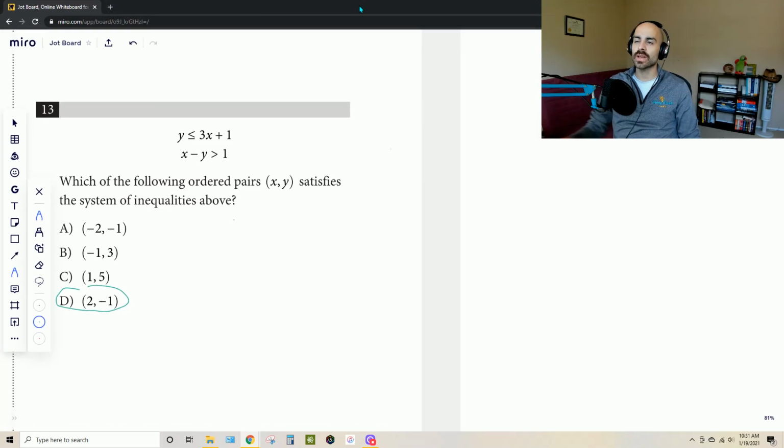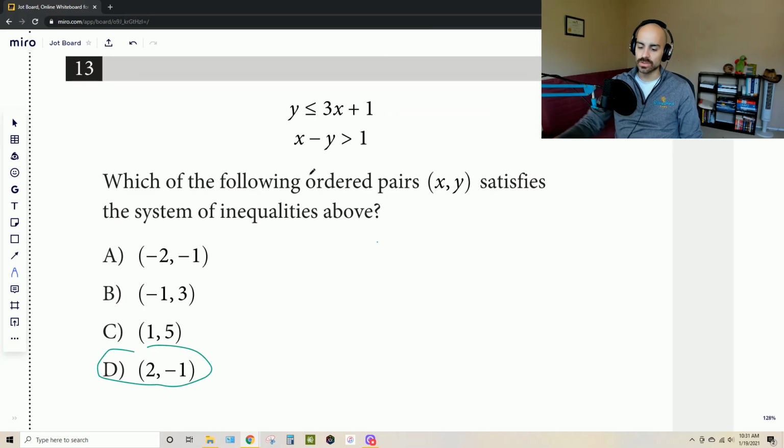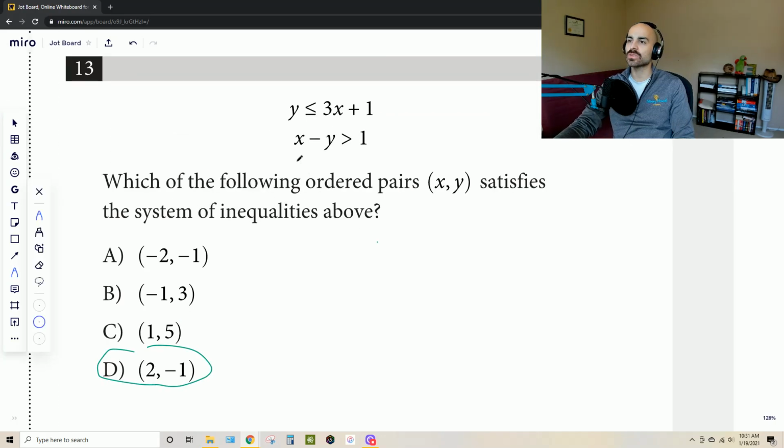So if you don't have a graphing calculator, or you don't feel like using it, what you can also do to save you some time is plug in your values into these equations and make sure which one gives you the right one. Now remember, it has to solve for both of them. So I'm going to pick the one that has the easiest math to start eliminating answer choices until I get to where I need to be.